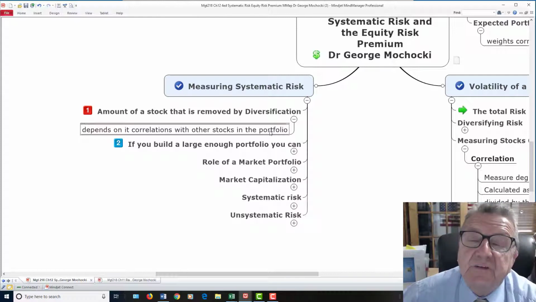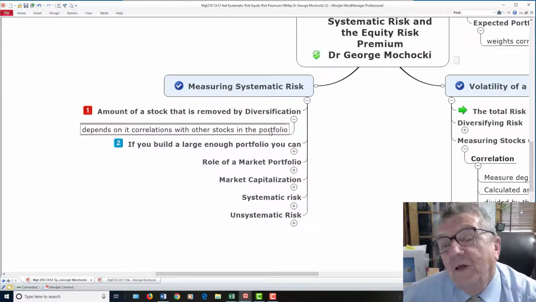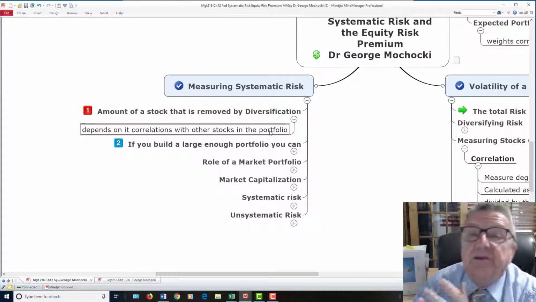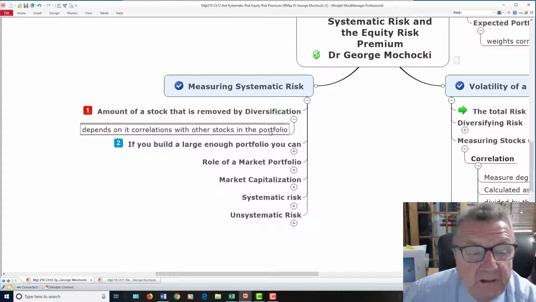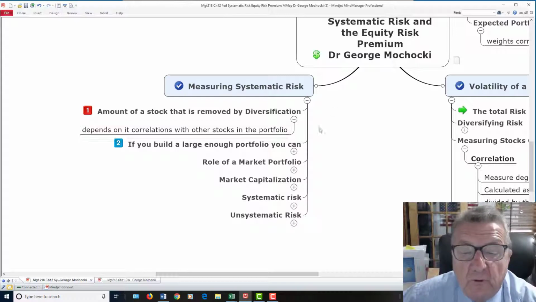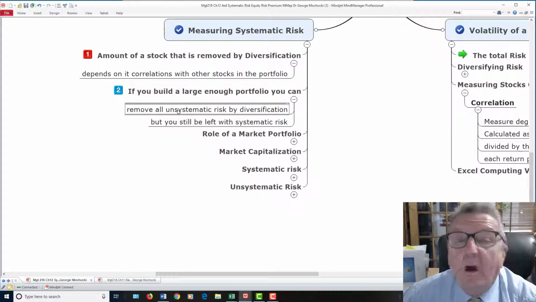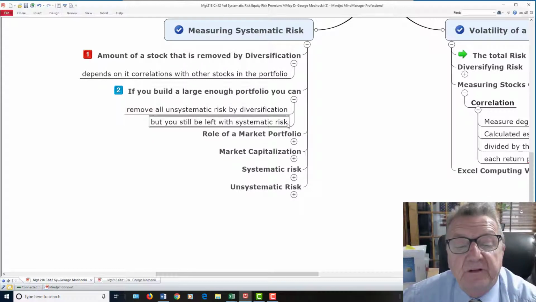Sometimes with the high risk stock, if I have money and everything's going well, I'll keep those and get rid of the low performing ones. But if the economy is going down, a slowing economy, I may just keep more of the conservative stock. Now, if you build a large enough portfolio, that's why they tell you to diversify. You remove all unsystematic risk by diversification, but you're still left with systematic risk.